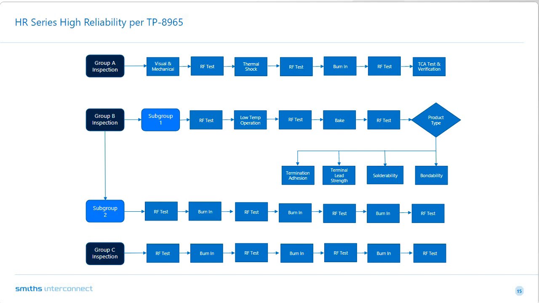That's for temperature coefficient of attenuation testing. That's for our temperature variable product. And that pretty much ends the Group A screening, and those will be the flight units that will be flying.